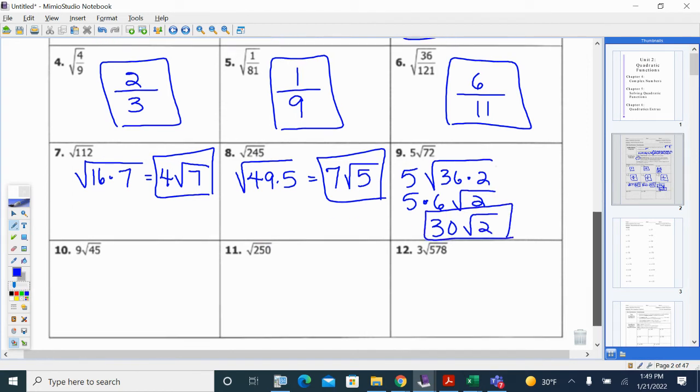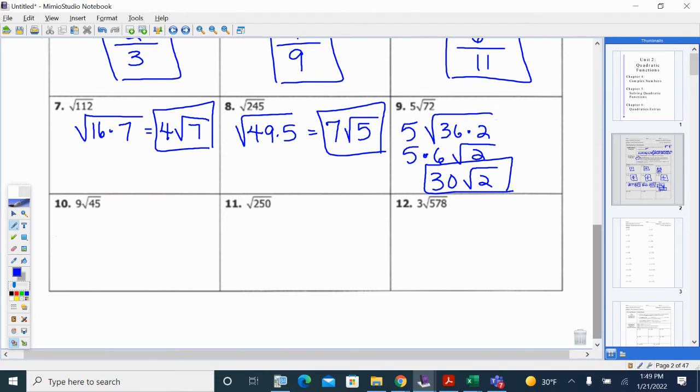All right. So on these last 3 in the notes, I want to show you a little calculator trick. And I'm going to be honest. When you have a larger number like number 8, like 245, you end up using the calculator anyway to divide 245 by all of those perfect squares. Well, I've got a shortcut. I'm going to start with number 11. I'm trying to simplify the square root of 250.